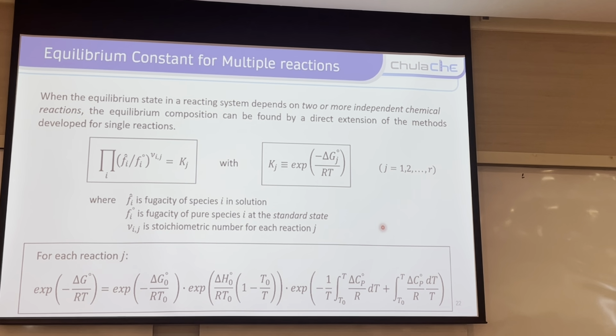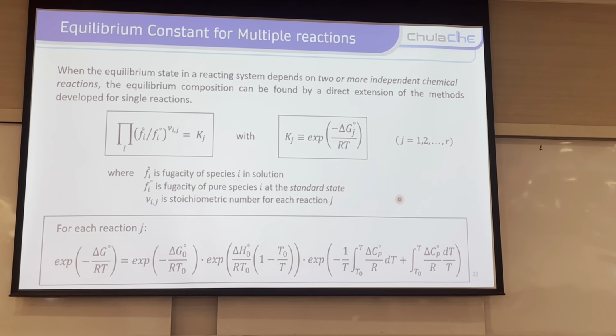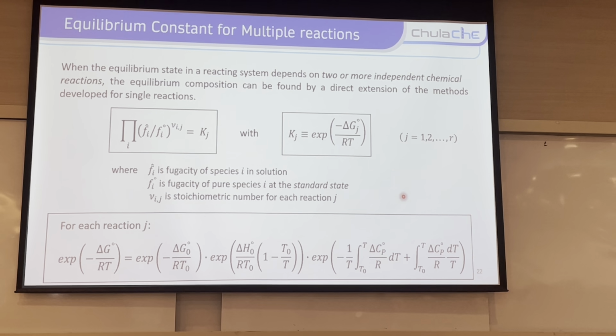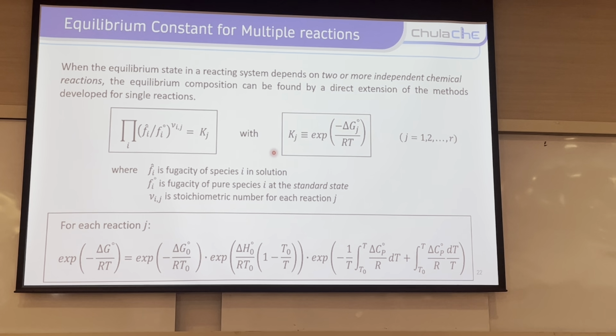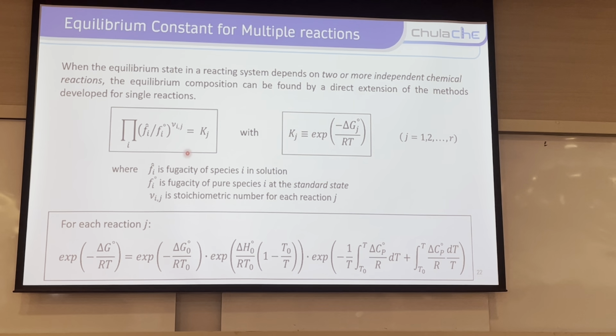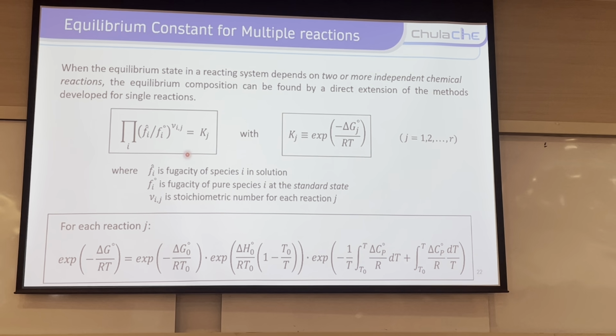So what we talked about last time is the procedure that you can do when you have only a single chemical reaction, which is the way that you can determine the chemical reaction coordinate through the equilibrium constant. When you have more than one chemical reaction, the complexity will increase depending on how many reactions you have, but the procedure is the same.